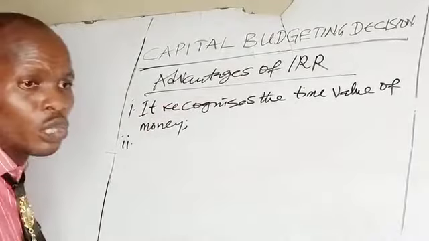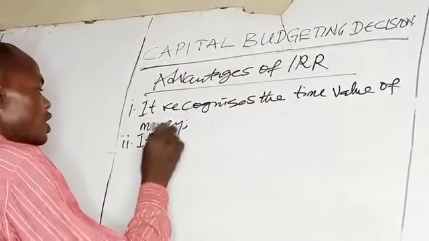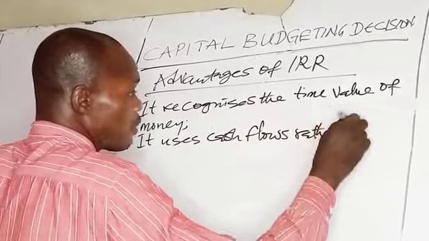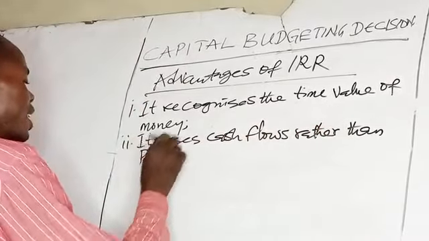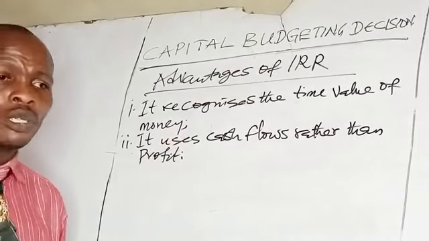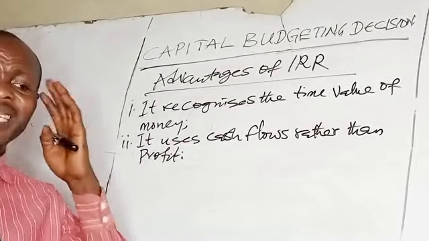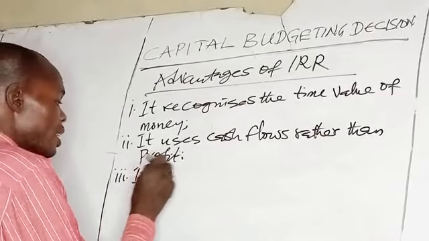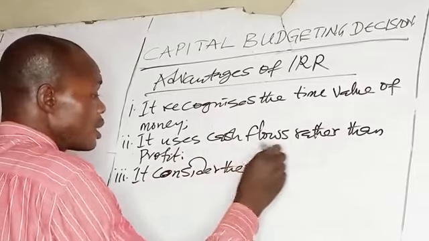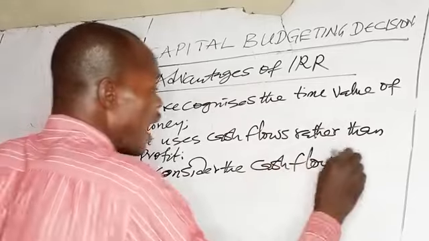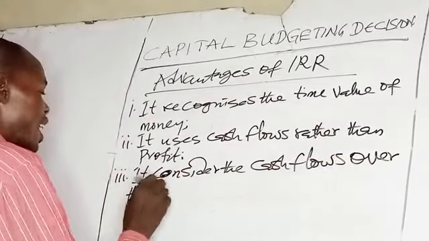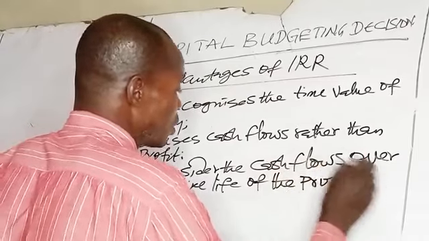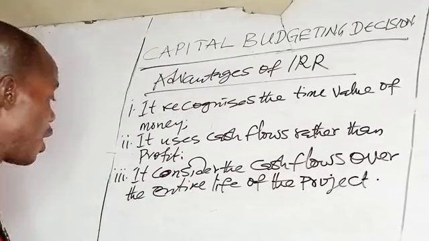Number two, it uses cash flows rather than profit, unlike the accounting rate of return that makes use of the profit. It considers the whole life of the project. It considers the cash flows over the entire life of the project.